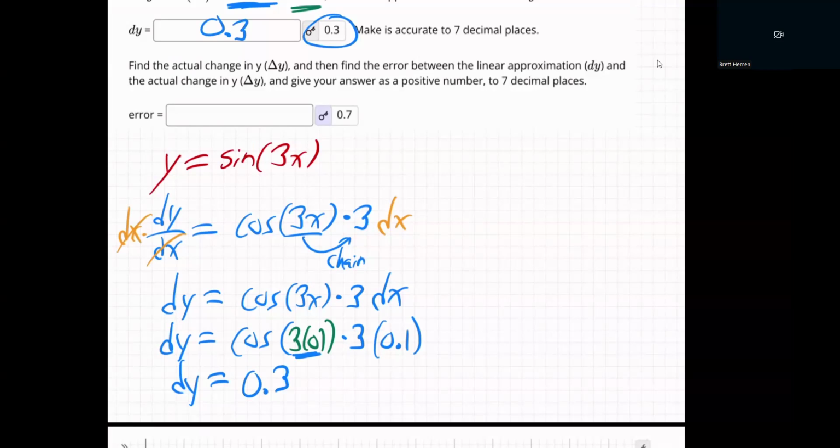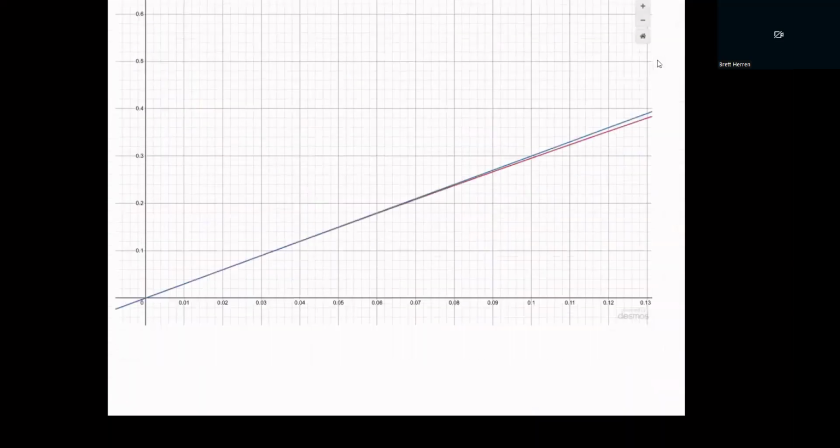Now it's saying find the actual change in y, delta y. Now that is a little different. delta y and dy are not the same. How do we find delta y? That means y2 minus y1. That means a change in y values. So let me show you on the graph.